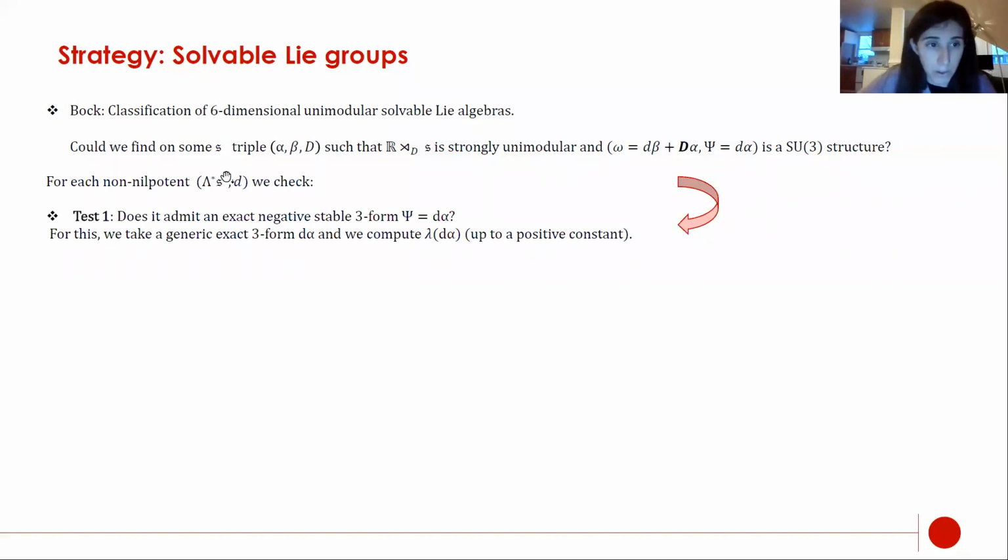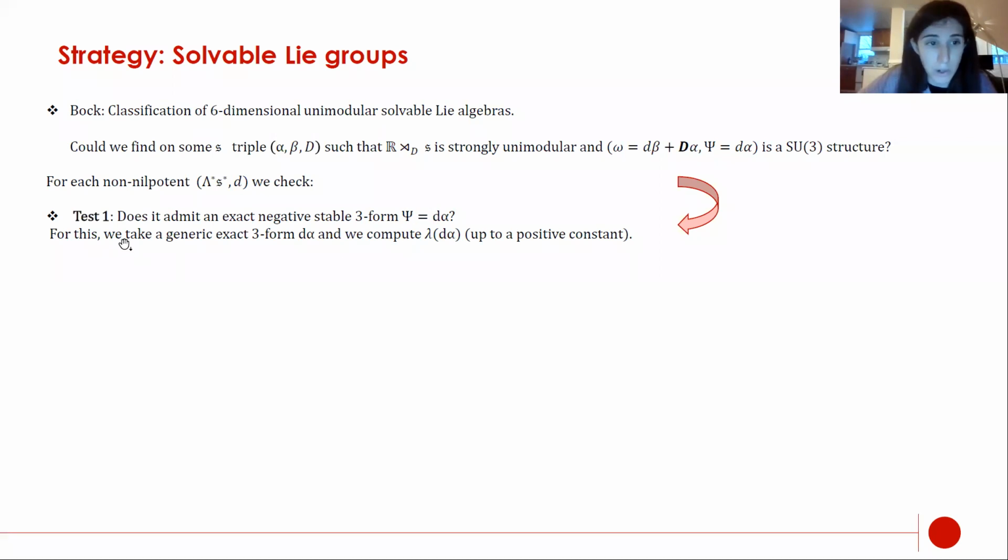So for each non-nilpotent solvable algebra, because it was previously proved that we can exclude them, we check the following. First of all, does the solvable Lie algebra admit an exact negative stable free form psi?